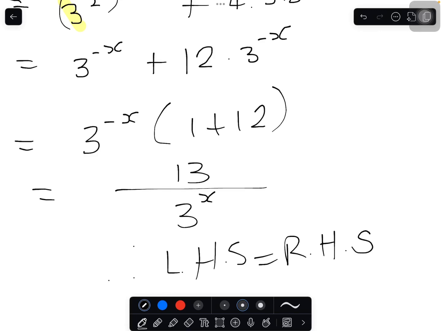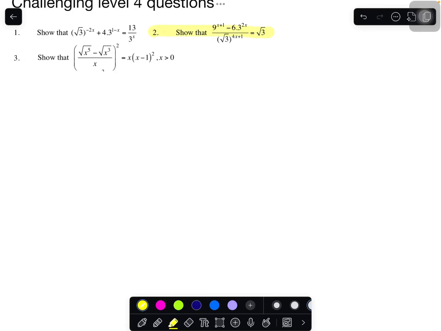We're going to work on number 2. Again, we're going to work with our left hand side because our left hand side is a side to simplify. So we have 9 to the power x plus 1 minus 6 times 3 to the 2x, over root 3 to the x plus 1 equals root 3. If you look here again, 3 is our main base we are working with. So let's convert whatever we can to that base of 3.